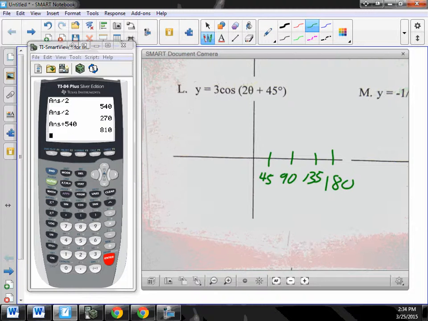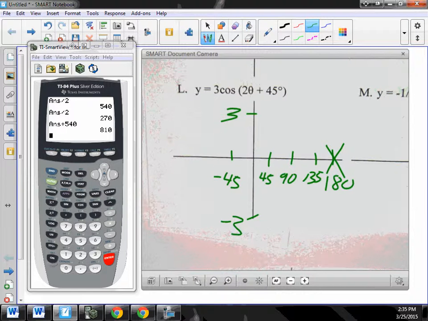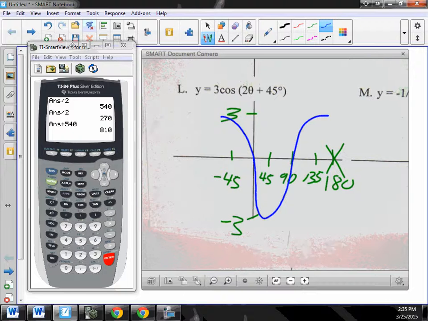Can't pull it both directions. You got to pick one. Left, 1 mark. So it's going to start at -45. We can cross off that 180. It's a cosine graph that maxes out at 3 and at -3. So we'll graph top like that.